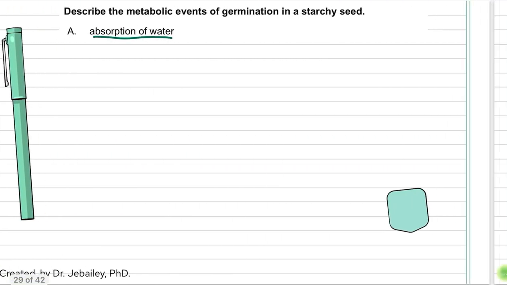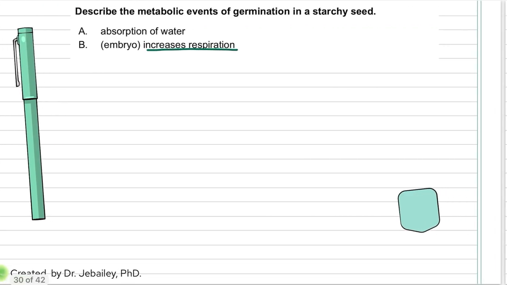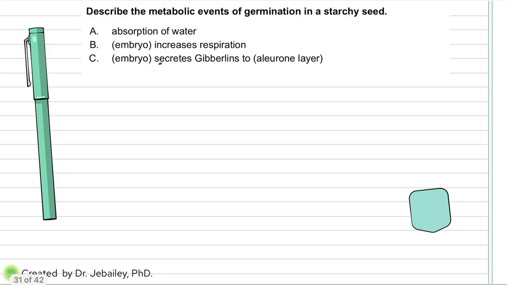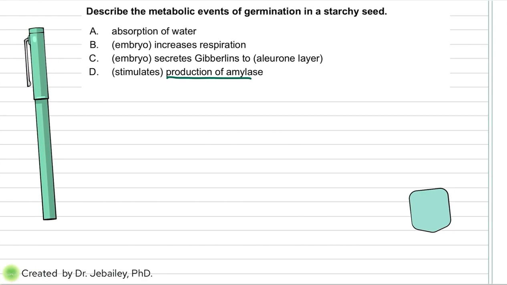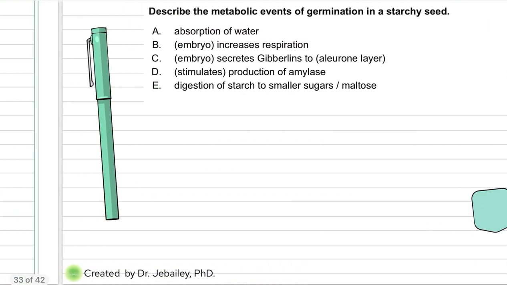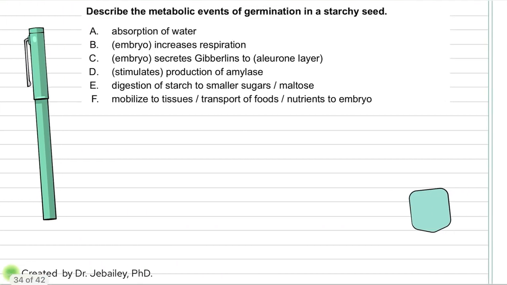Absorption of water, and then increased respiration, which of course I told you about, cell respiration happening. Secretes gibberellins, and secretes gibberellins to stimulate the production of amylase. Digestion of starch to smaller sugars, maltose. And then here, mobilize tissues, transport food, nutrients to the embryo.